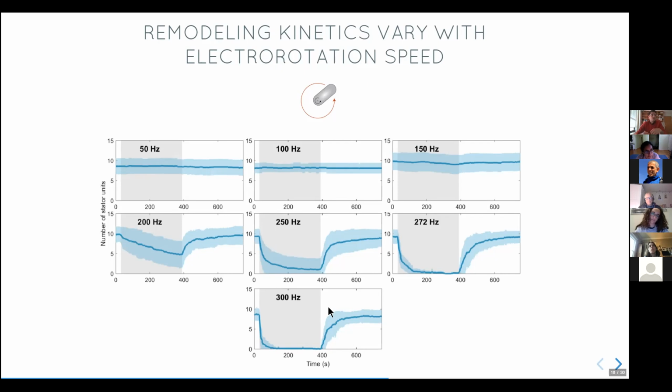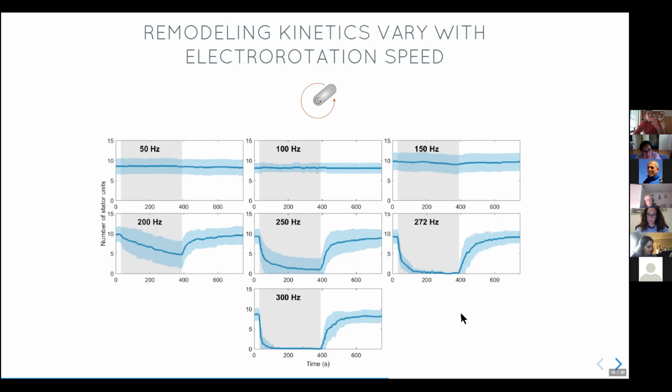And just to clarify, the flagellar motor on its own goes somewhere between 200 and 300 hertz. So what we can actually do in this experiment is drive it faster than it wants to go on its own. And what we see is something really interesting, which is that the response of the motor really depends on the electrorotation speed at which we drive the motor. Up to about 150 hertz, we see that nothing much happens. And above 150 hertz, we see a very strong electrorotation speed dependent response. So what's going on here?